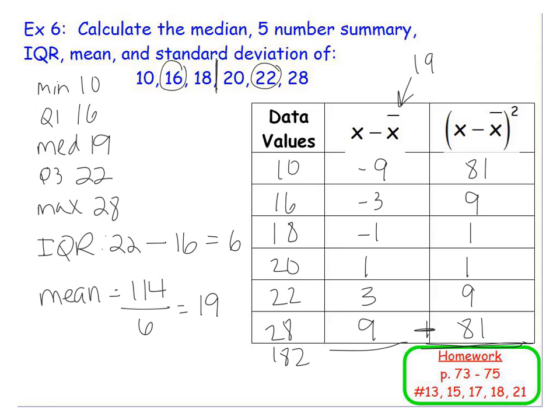To find the variance, we have to divide that by n minus 1. So 6 take away 1 is 5. And that left me with 36.4. Then to find the standard deviation, we have to square root that answer. And the square root of 36.4 rounded to 2 decimal places is 6.03. And so that's the end of our lesson today. Today's focus was again calculating the different statistics that relate to quantitative data.